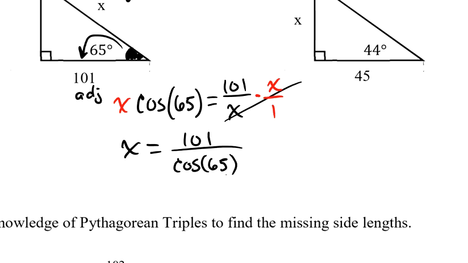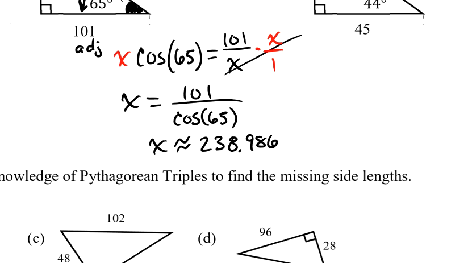And if I ask my calculator, which I know is in degree mode, 101 divided by the cosine of 65, I get a fairly large length. This hypotenuse x should be about 238 point, actually it says 986. So if I was going to round that to the nearest tenth, it would be 239.0. If I rounded it to the nearest hundredth, it would be 238.99. But anyways, it's approximately this.